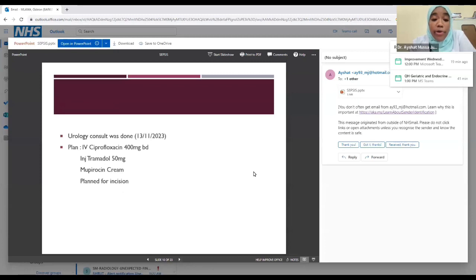So they did a urology consult, which was done on the 13th. And the urology team started him on IV ciprofloxacin 400, tramadol, and mupirocin cream, and the patient was planned for incision, so they requested routine blood tests as well as other investigations. Next.